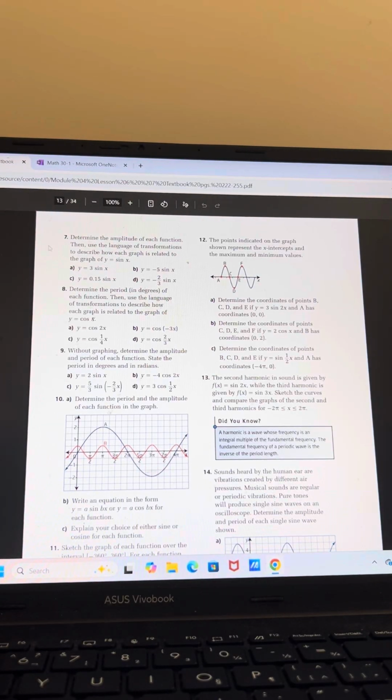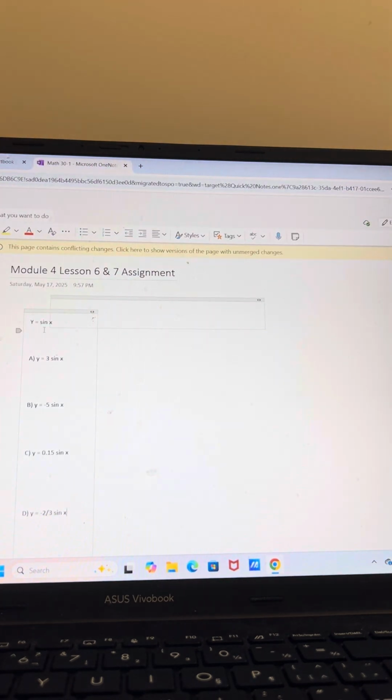Okay, so today we're going to be exploring question 7 of the Module 4, Lesson 6 and 7 textbook assignment. Let's get started with question 7. Determine the amplitude of each function, then use the language of transformations to describe how each graph is related to the graph of y equals sine x. Here we have our 4 functions, and we have to determine their transformations and explain in the language of transformations.